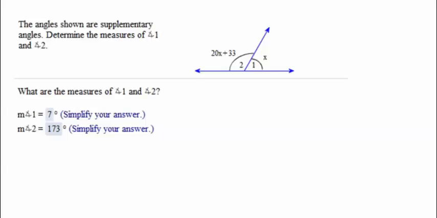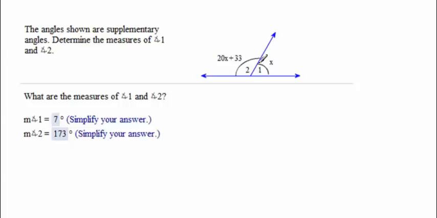This example is from section 9.1 in MGF 1106, and in this problem we have two angles. We have angle 1 over here to the right. Angle 1 is the union of these two rays, and the measure of angle 1 is denoted with this x right here. So the amount of rotation from the initial side to the terminal side is x, and that will be in degrees.